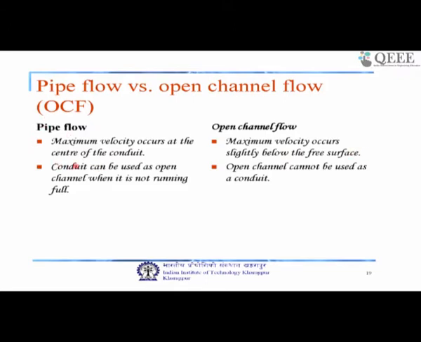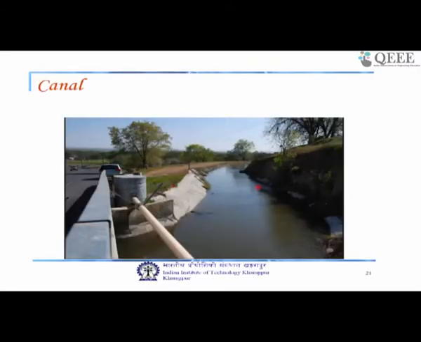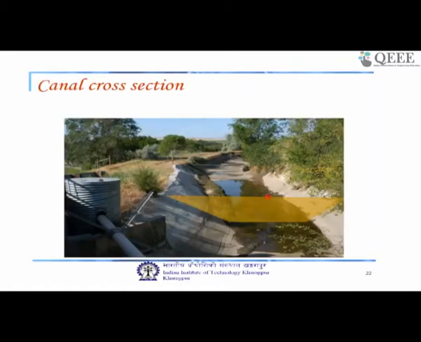In case of pipe flow, the conduit can be used as an open channel when it is not running full. An open channel cannot be used as a conduit. So, these are man-made canal systems. Generally, these are man-made systems which are lined ones, and in these lined canal systems, shapes are prismatic in nature.